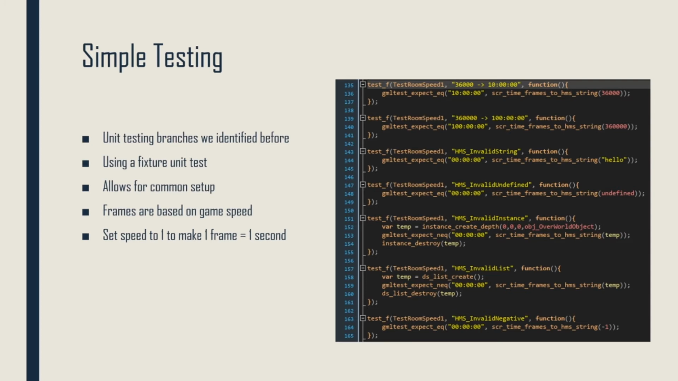And so as you can see here, I'm testing invalid objects like instances of functions. I'm testing undefined strings, the 10 hour, 100 hours, all sorts of things. And so that's one example.